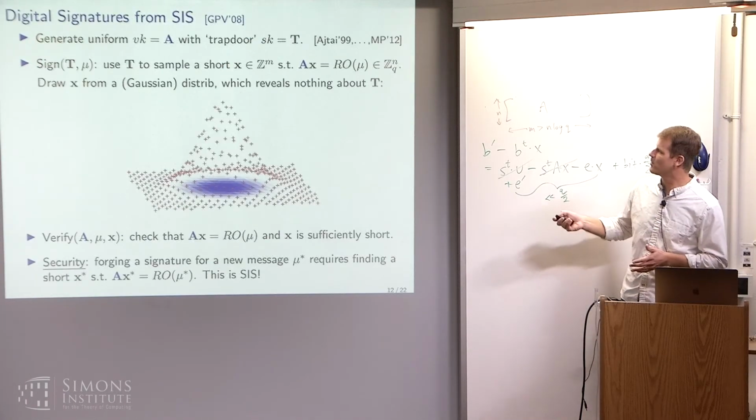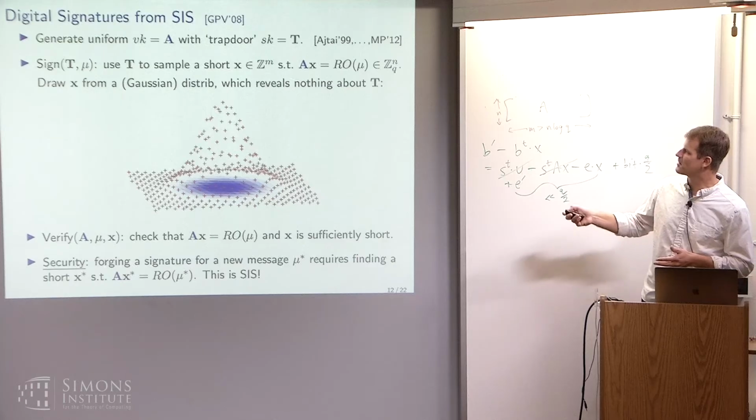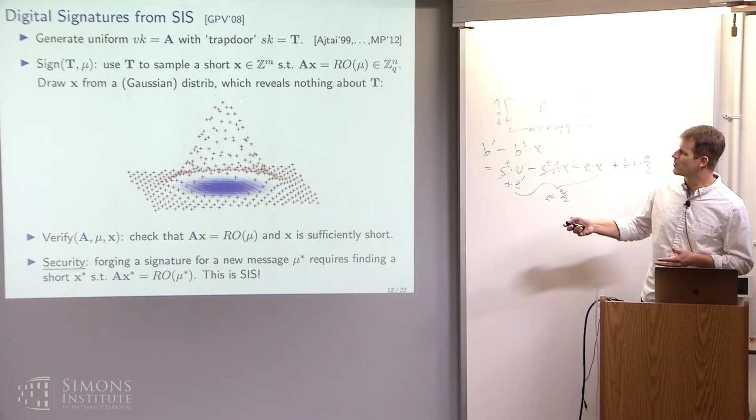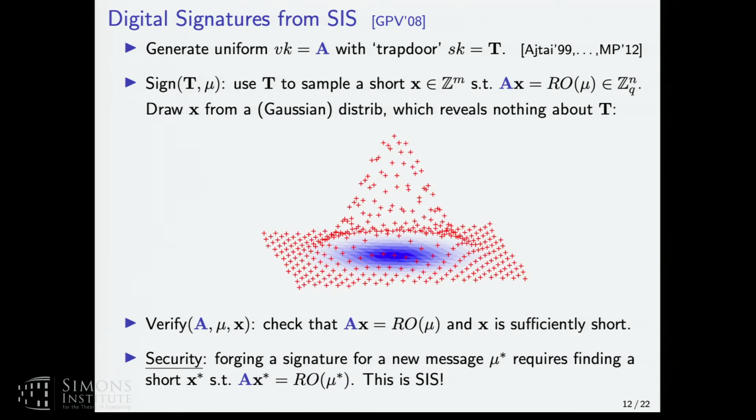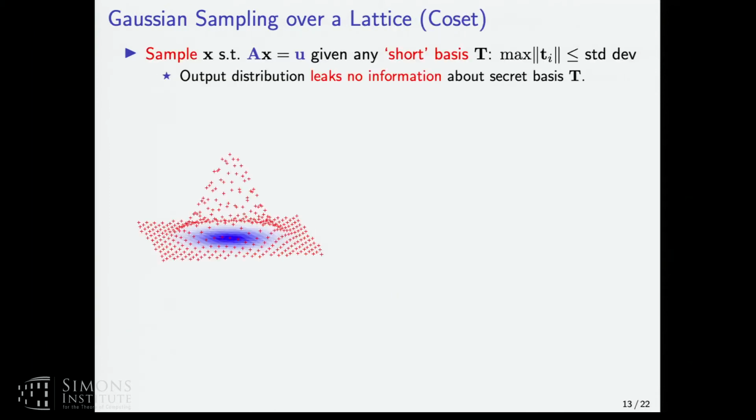Okay, so let me tell you a little bit more about how to implement this operation here. Again, the goal is we have a trapdoor which has some form I'll tell you about, and the goal is to sample a Gaussian distributed solution to this equation here. So again, the goal is to sample an x such that Ax equals some target vector u, and the trapdoor that we will have is going to be a particularly short basis T of our lattice.